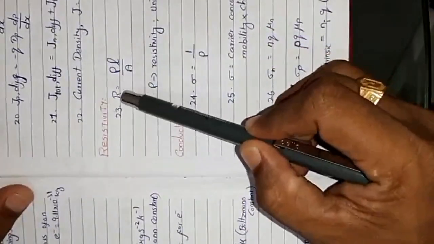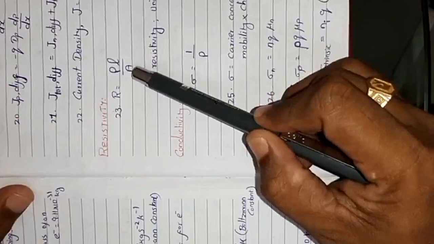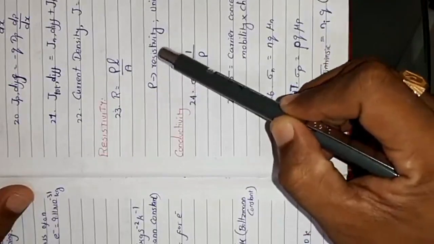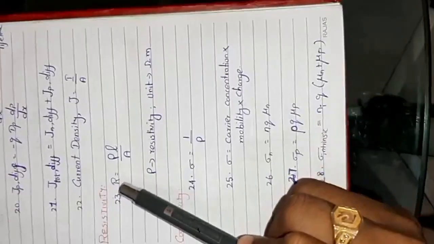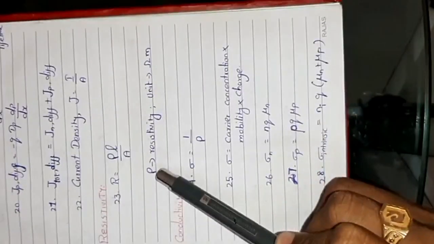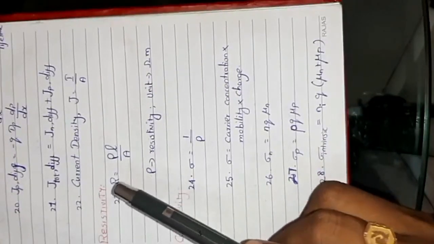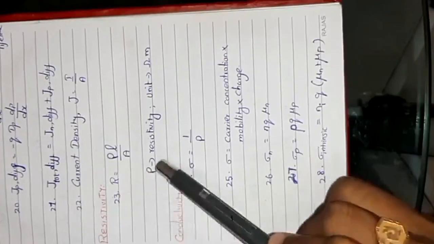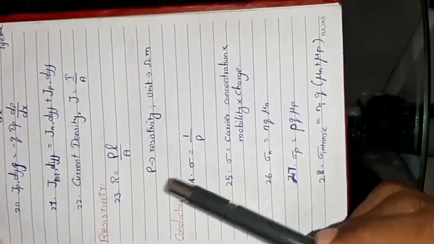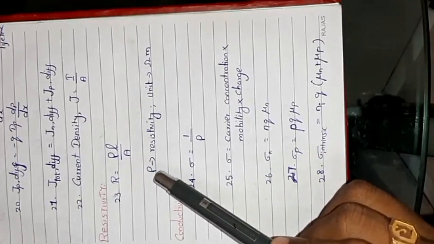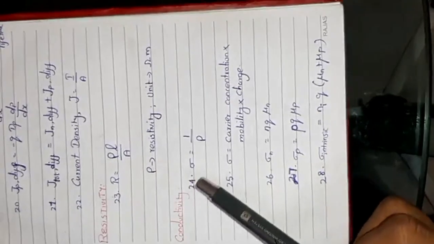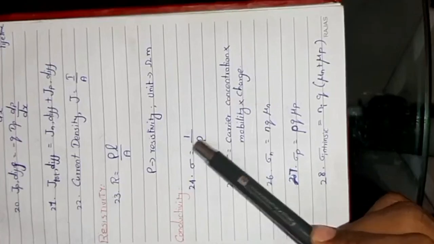Resistivity, number 23, R is equal to rho into L divided by A, where rho is resistivity and its unit is ohm meter. So R is resistance, rho is resistivity. This is the relationship between resistance and resistivity. Okay. Next, conductivity. We know that the reciprocal of resistance is conductance. Similarly, the reciprocal of resistivity is conductivity. Conductivity, sigma is equal to 1 by resistivity, that is 1 by rho.